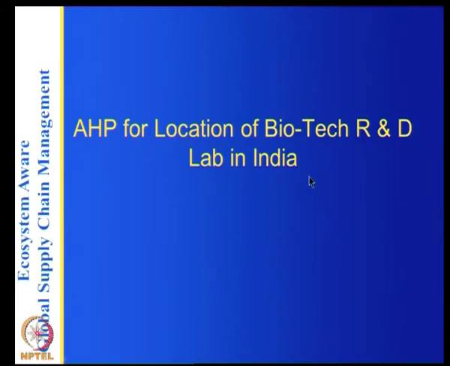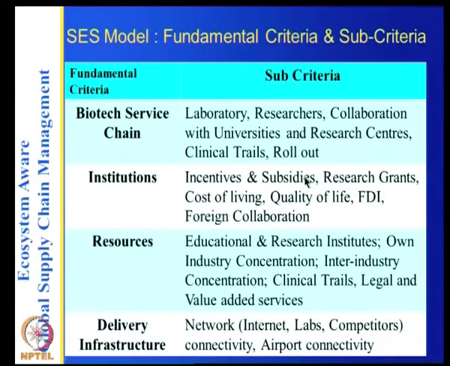So, AHP for location of biotech R&D labs in India. Let's look at this. If we want to analyze the biotech supply chain, the service chain model, we have to have the criteria as well as the sub-criteria. What are the fundamental criteria? Of course, the biotech service chain requires the laboratory, researchers, collaboration with universities and research centers, clinical trials, and finally rollout. As I said before, the researchers and the laboratory equipment become very important, and also some collaboration with other research centers, and clinical trials.